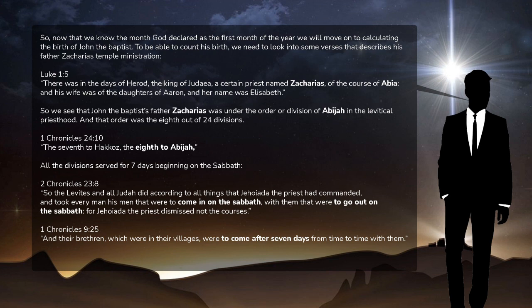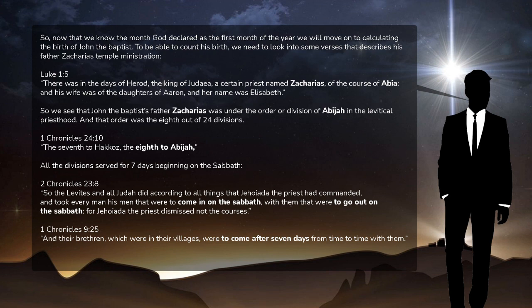So, now that we know the month God declared as the first month of the year, we will move on to calculating the birth of John the Baptist. To be able to count his birth, we need to look into some verses that describe his father Zacharias' temple ministration. Luke chapter 1 verse 5.